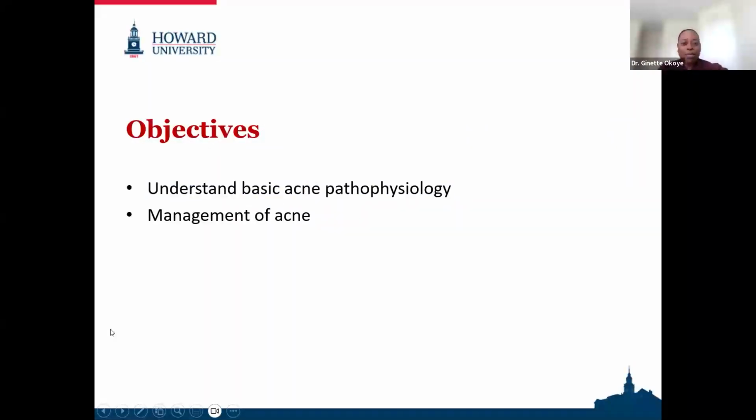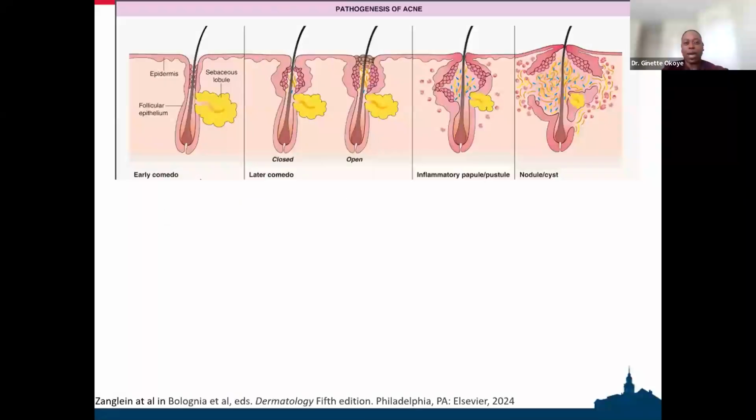So as always, I always like to start with a little bit of the pathophysiology, because I want you all to leave this lecture not having to memorize medications to use for acne, but to really be able to select medications based on what you know about how acne works. So we'll spend some time talking about the pathophys, and then we'll jump right into acne management using some cases.